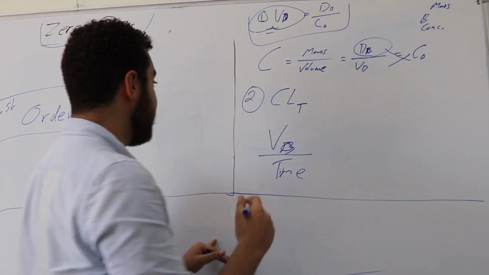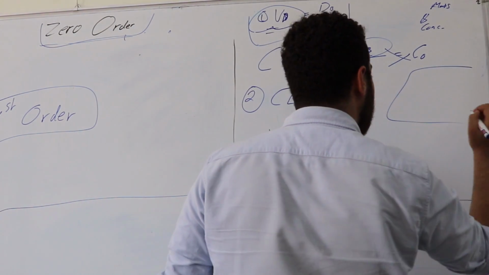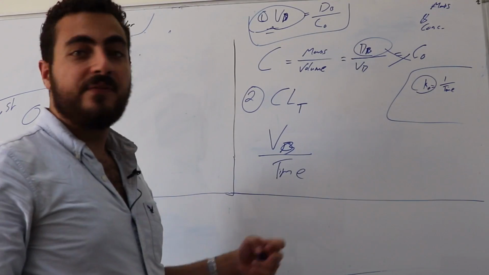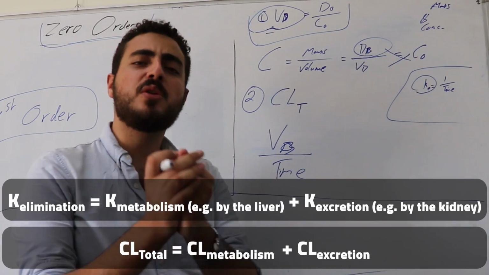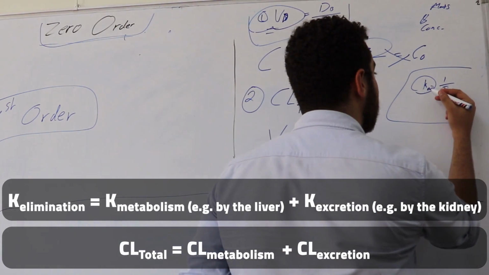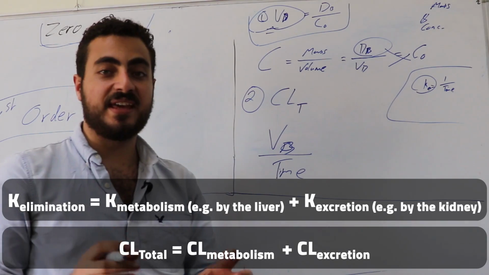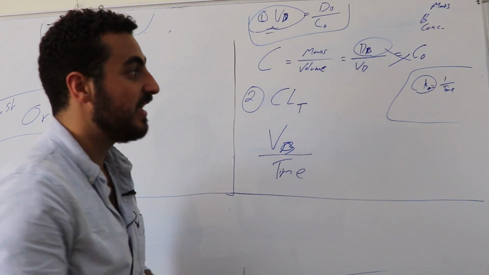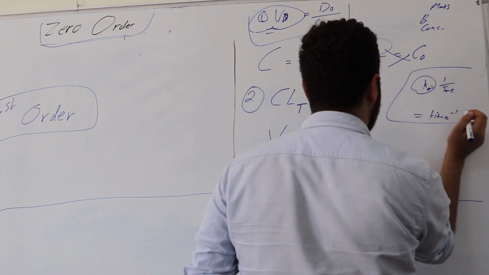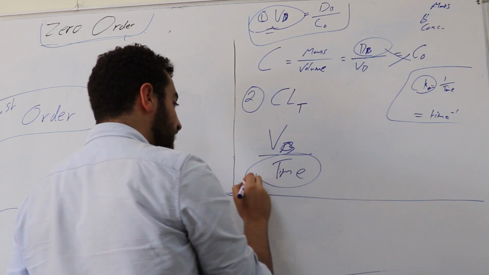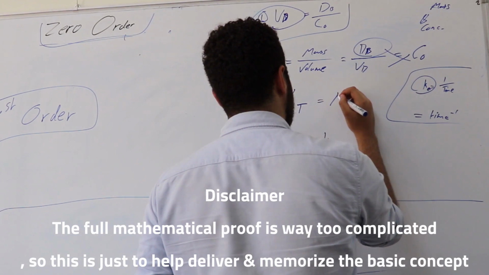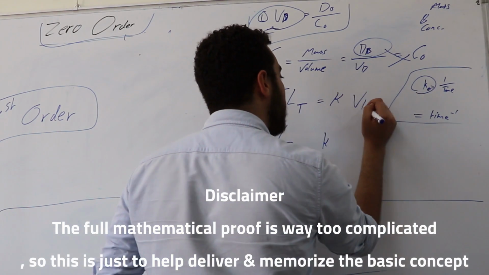And you should learn here that the unit of K, at least in the first order, is 1 over time. If we were talking about clearance, we are talking about the elimination rate constant, which is the K, or in this case, the KE. And the unit for the elimination rate constant is 1 over time, or time to the power of -1. So you could replace this part here with K. So clearance is equal to the elimination rate constant multiplied by the volume of distribution.